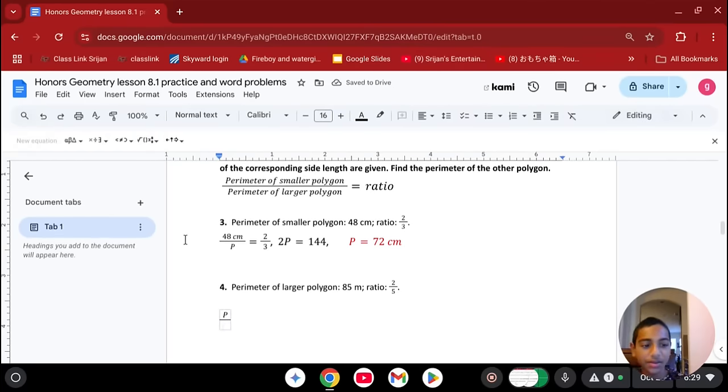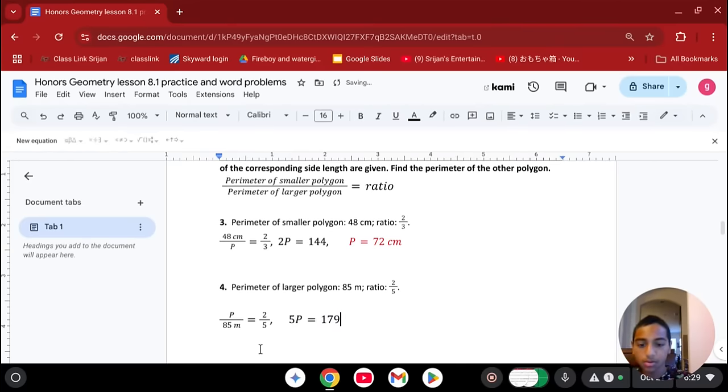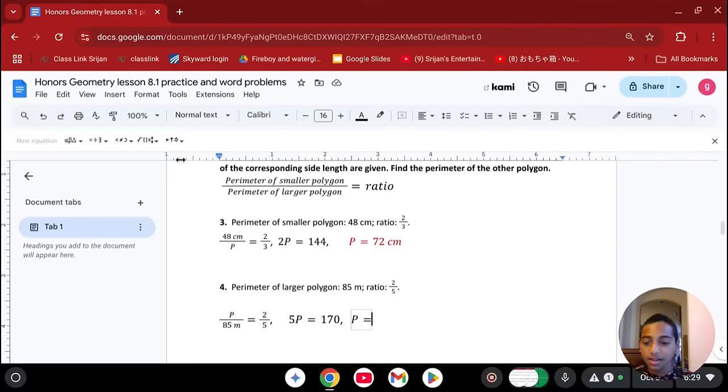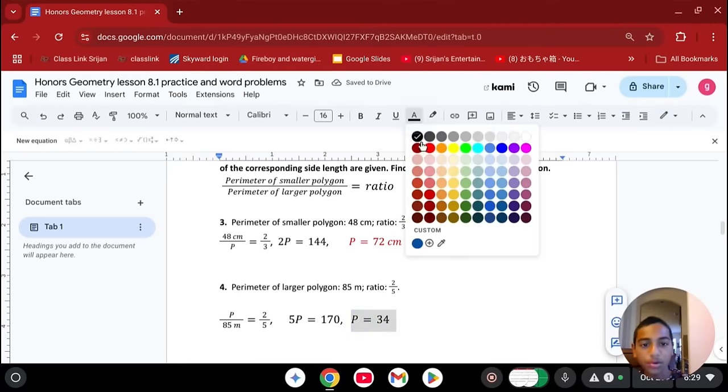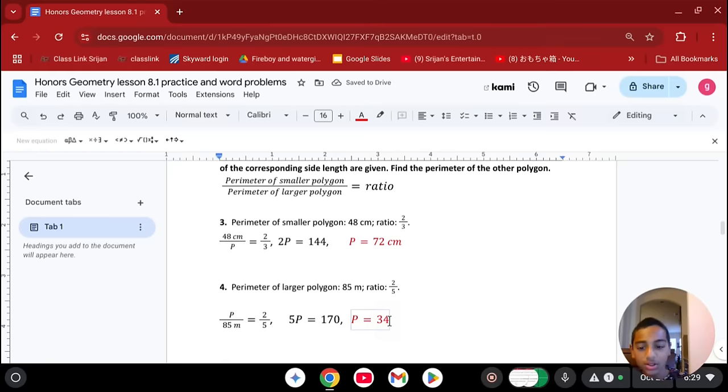So P, let's say P here is going to be the perimeter of the smaller polygon, divided by the perimeter of the larger polygon, or 85 meters, is equal to 2/5, or the ratio. Alright, let's cross multiply. So 5 times P is 5P, equals 85 times 2, or 170. Now we can divide both sides by 5 to get that P is equal to 34, or the perimeter of the smaller polygon is 34 meters.